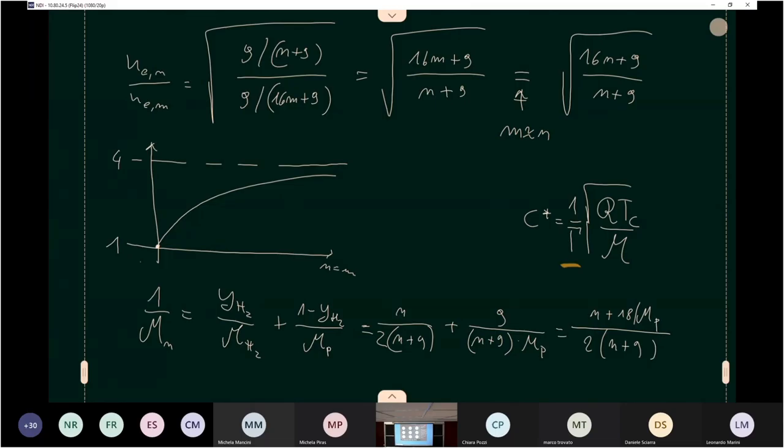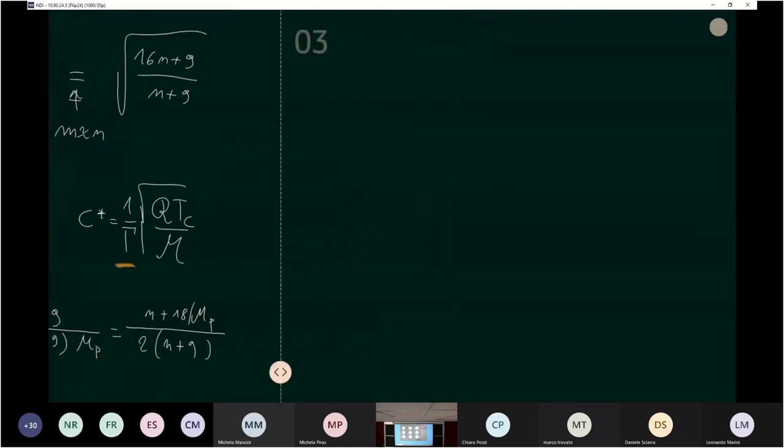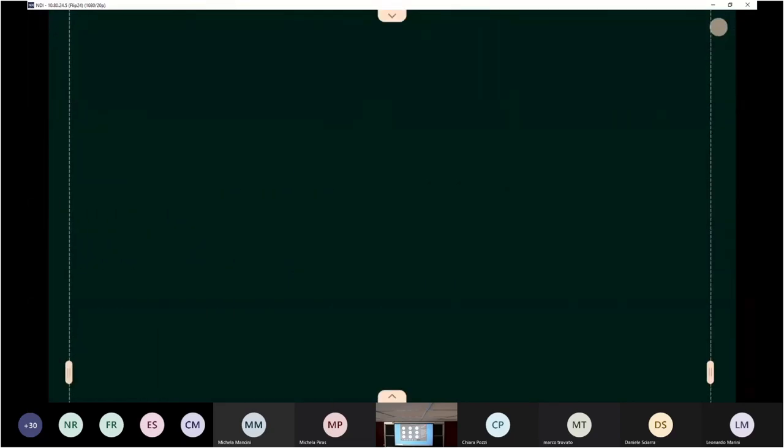We can make the same evaluation for the dilution with oxygen. Which is not so convenient in this case, but this is 1 over M for the second mixture. It's y_O2 over M_O2 plus (1 minus y_O2) over M_P. This M_P is the same that we have seen before because we are at the same temperature and we have the same relative amount, and so the same molar mass of the products.